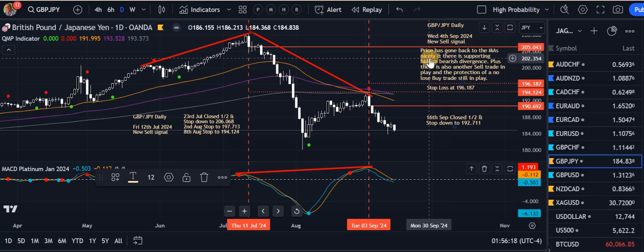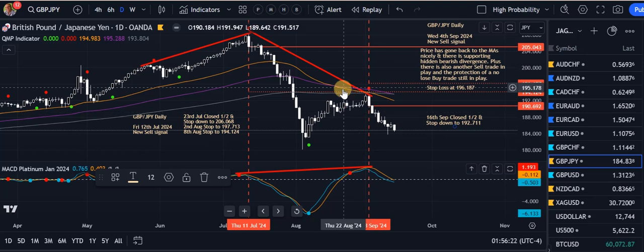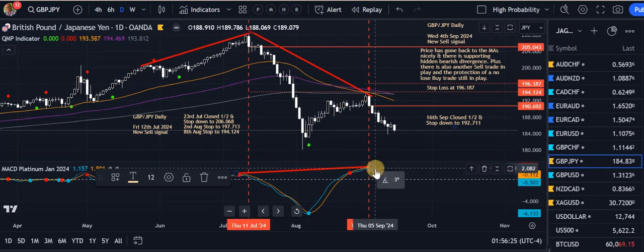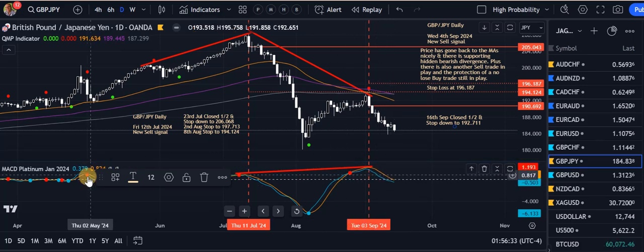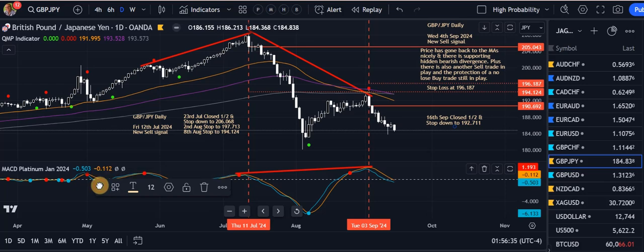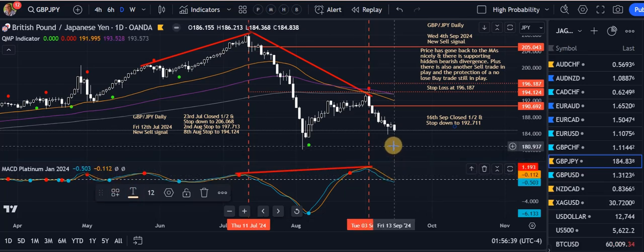4th of September, took a sell here. And that was hidden bearish divergence. You can see it there. That's marked. I did get that one. On Monday, now what's happened is the orange or the reddish line through the MACD Platinum. If you look over here, oh, hang on, actually, you can't see that because I'll move that out of the way. If you look over here, you'll see that it is negative, that orange number, minus 0.112.